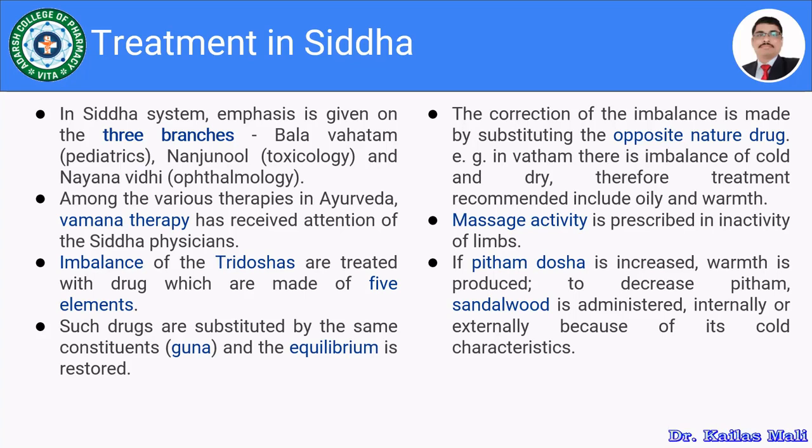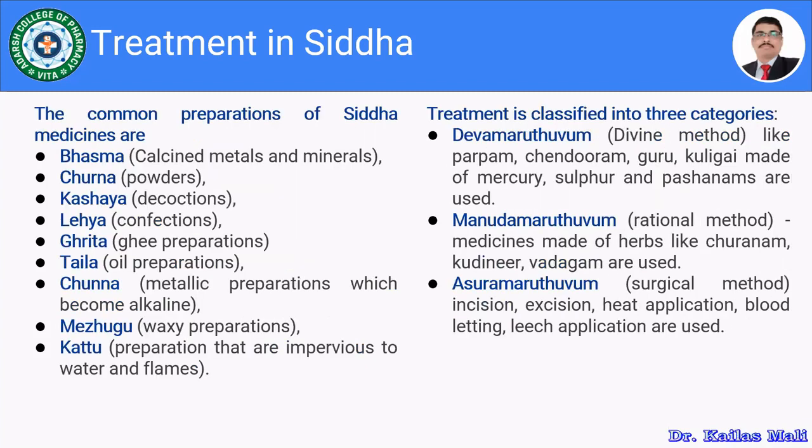Therefore, the treatment recommended includes the oil and balm. Furthermore, massage is prescribed for inactivity of a limb. This is an example: if Pittam dosha is increased, warmth is produced, and to decrease the Pittam, sandalwood oil is administered internally or externally because it is cold in nature. Right? So this is the way by which we can go for the treatment in the Siddha system of medicine.